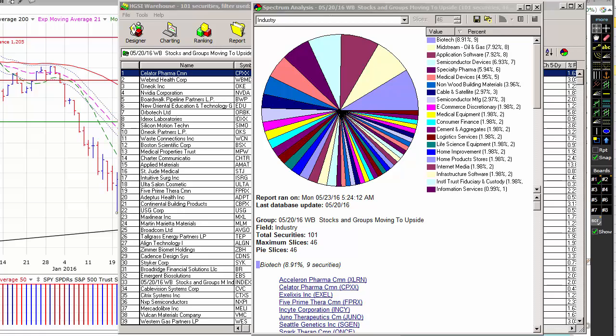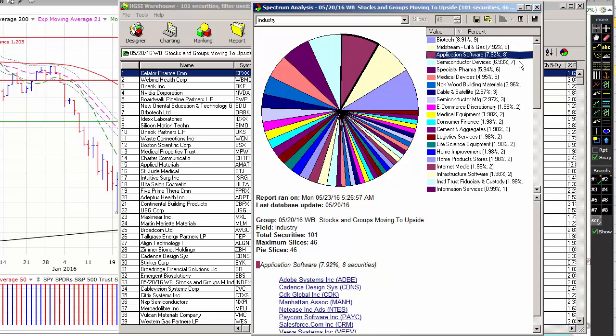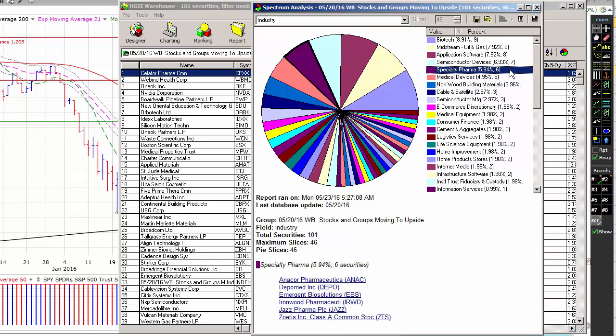On Friday, of the top 100 most powerful stocks in the most powerful industry groups, 9 came from the biotech industry, 8 came from midstream oil and gas, 8 came from application software, we had 7 semiconductor devices, and rounding out the top 5, we had specialty pharmaceuticals.